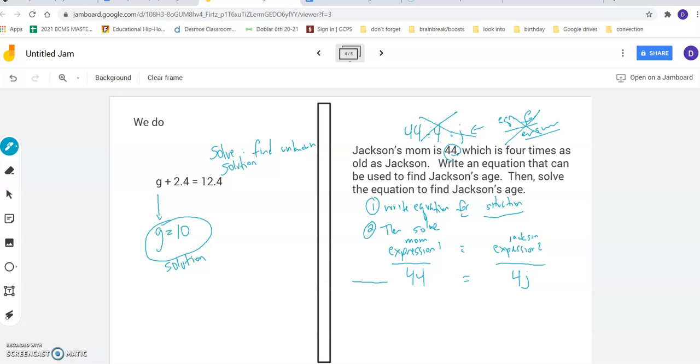Notice the difference between my equation here and my equation at the top. My equation here tells the situation that we were given. My equation at the top just says, here's how I quickly figure out Jackson's age. That's not what I want to do. I want you to write it out this way, and then you can just use common sense to figure it out. Okay, well, if something times 4 is 44, then I know that something is 11. So Jackson's 11, and that's my solution. So that's how you just use common sense to figure out the value of a variable. Sometimes it's as simple as that.